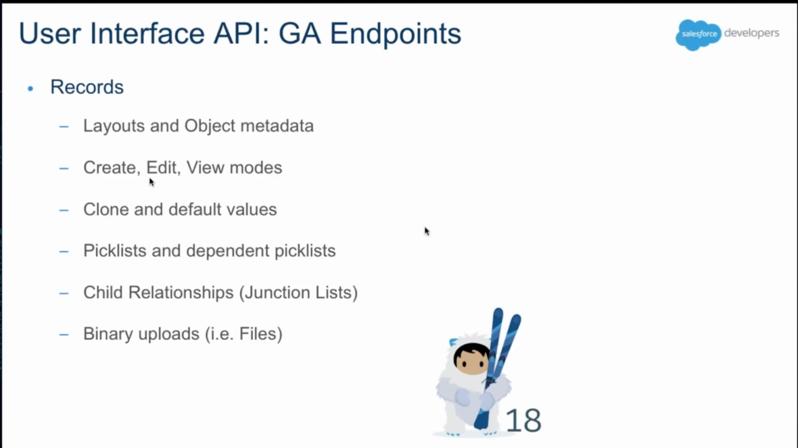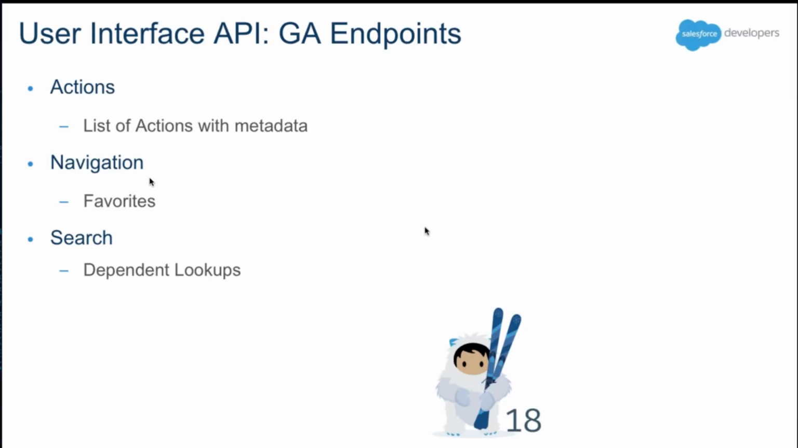We've also made things like junction lists through child relationships, child records to an existing record, a lot easier to work with. So you don't have to construct your own queries that join two records. And we've also added support for files. So now when you are building UI and you're working with a record, you can actually upload files and relate them to those records, just like you see in our apps.